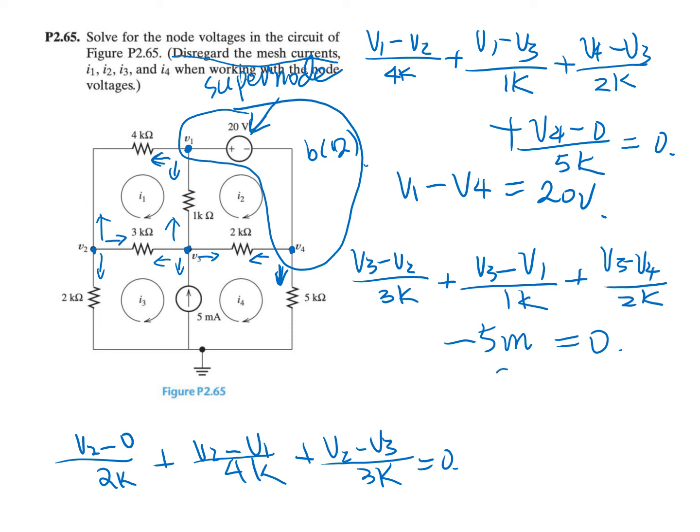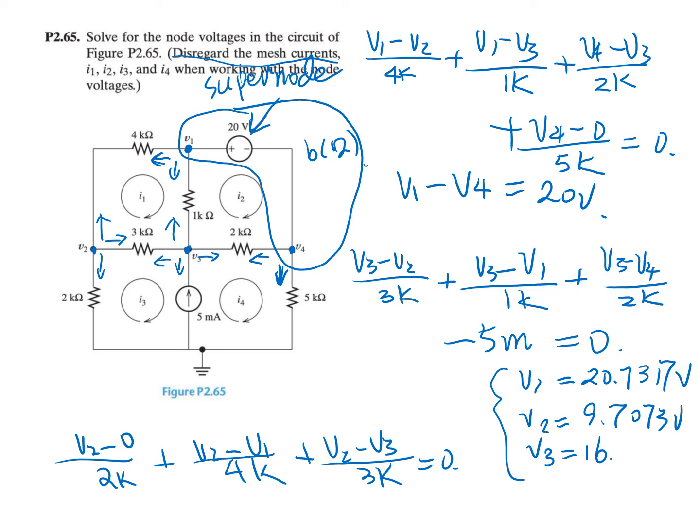So if we enter all of these equations in MATLAB, or you can also use some linear algebra techniques to simplify the matrix, you can get V1 equal to 20.7317 volt. V2 is equal to 9.7073 volt. V3 is equal to 60.0 volt. V4 is equal to 0.7317 volt.